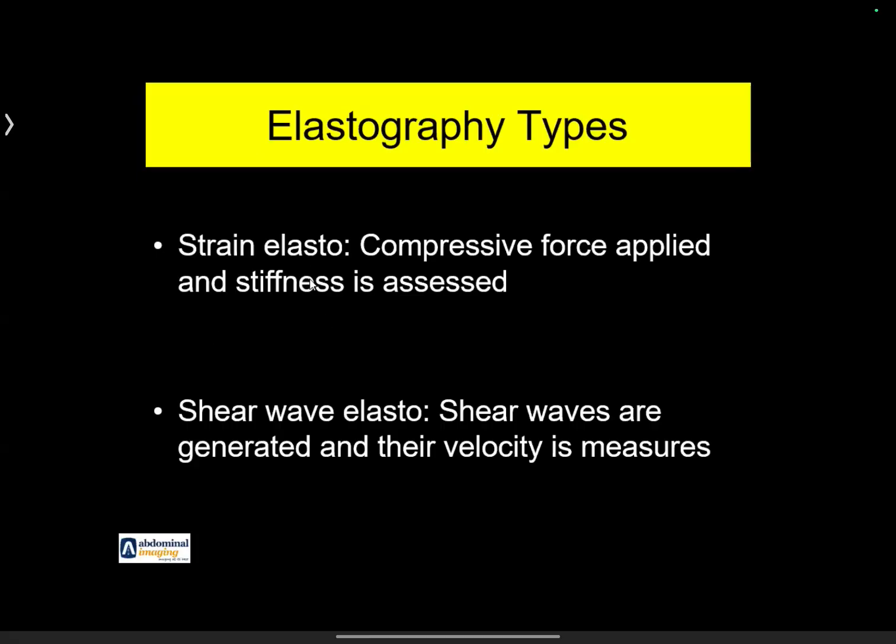So elastography is of two types, strain elastography and shear wave elastography. In strain elastography, compressive force is applied and the stiffness is assessed, while in shear wave elastography, through ultrasound waves, shear waves are generated in the organ, and the velocity of these shear waves is measured.